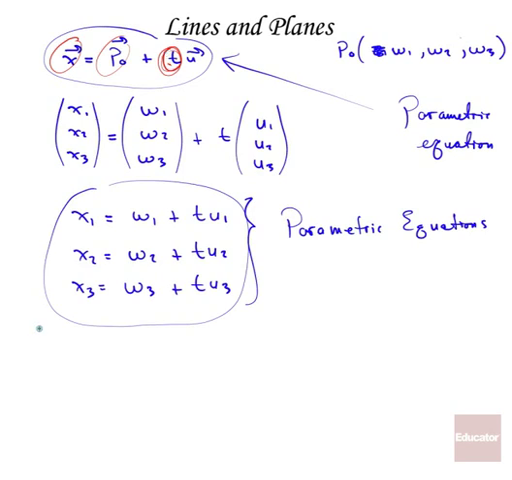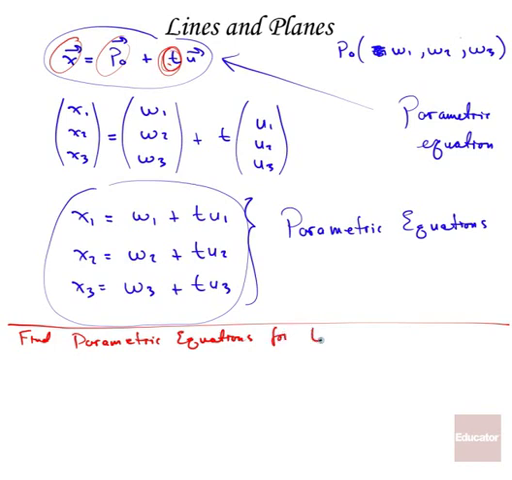So let's do an example. Let's find parametric equations for the line through the point 3, 2, -1.